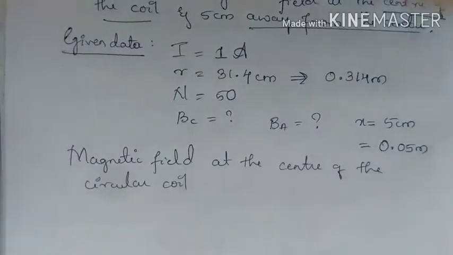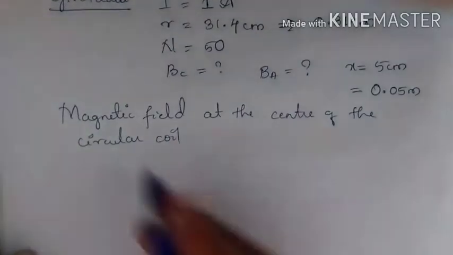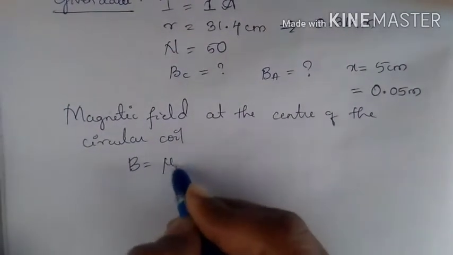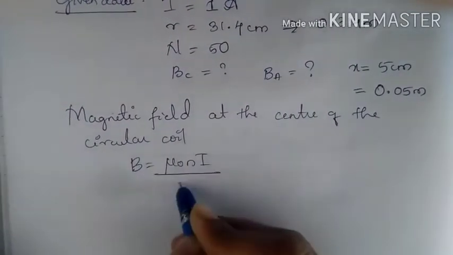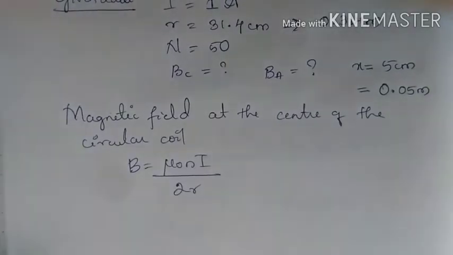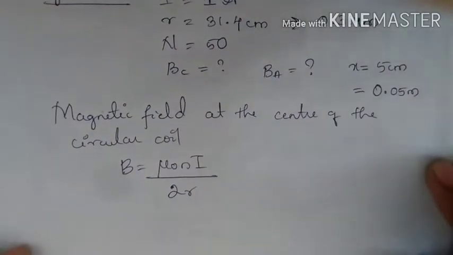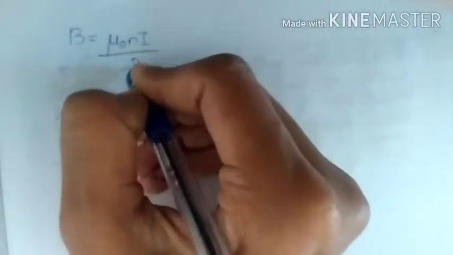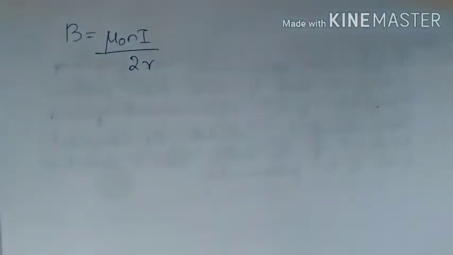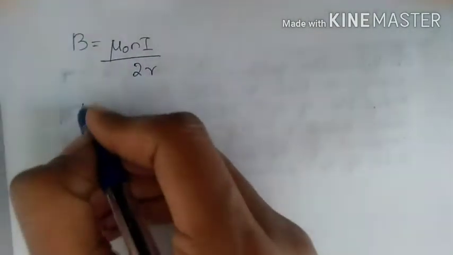For that we know the equation. What is the equation? B is equal to mu naught N i divided by 2R. Magnetic field B is equal to mu naught N i divided by 2R. Let us substitute the data. B is equal to mu naught N i by 2R. We know the value of mu naught.